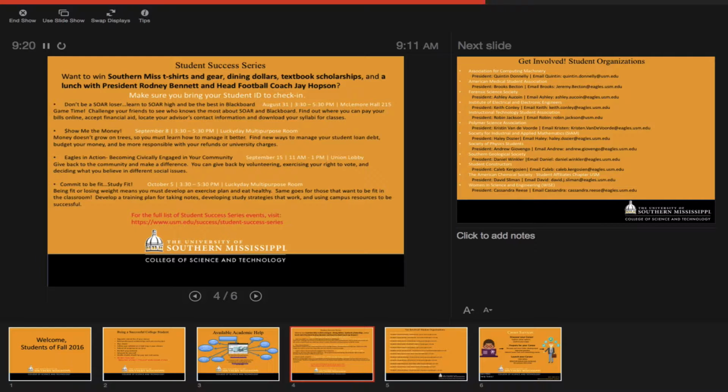Eagles in Action, becoming civically engaged, especially if you're thinking about going to med school. You know, you got to do all that volunteer stuff. That's a great one to go to get some information on how you can be more engaged with the community. And Commit to be Fit, Study Fit. If you're struggling with some issues on your study habits, you might want to consider going to that one on October 5th. There are others. These are just some of the highlighted ones that I wanted to put on these first day slides.